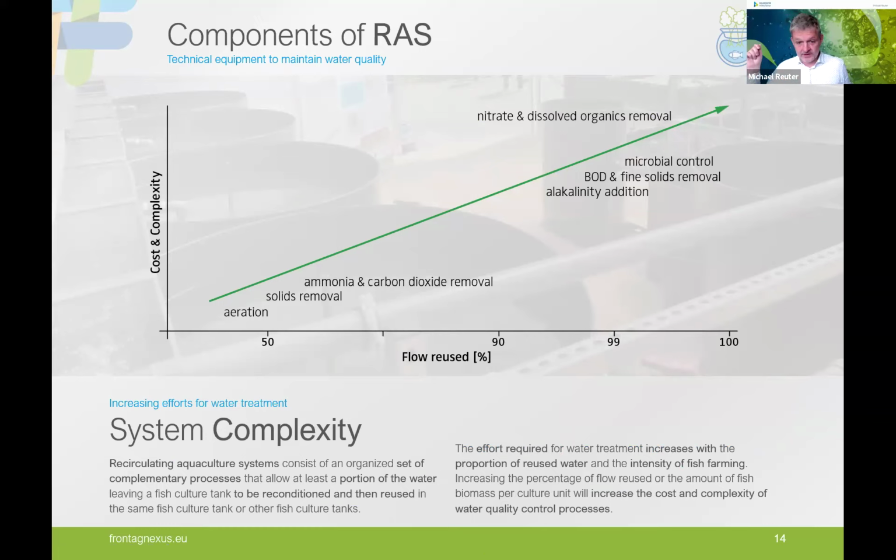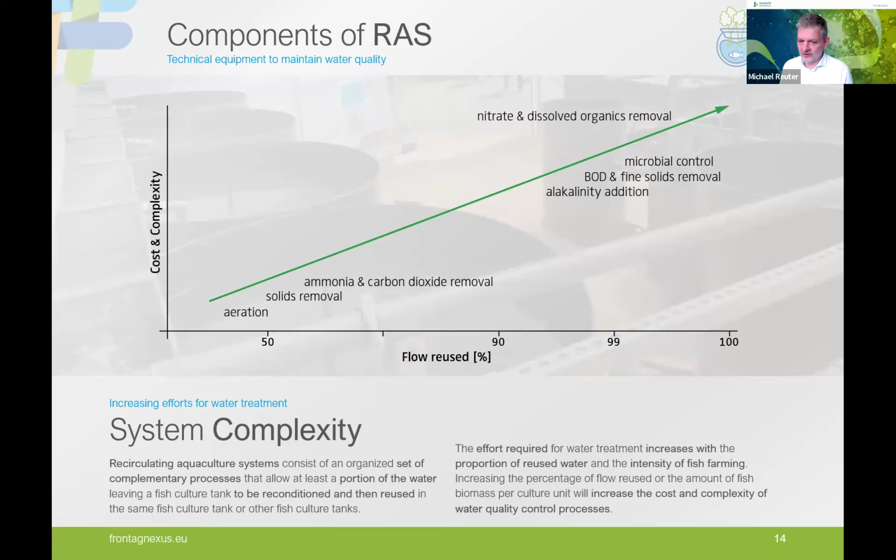And if you look into system complexity, we can see that with the amount of flow that we want to reuse, and also with the intensity of our fish farm, so more kilograms per cubic meter, the system will get more complex. So the first thing that we would need if we get a little bit more intense will always be aeration. Second thing will be solid removal, and then ammonia and carbon dioxide removal. And these are the first three things that we need.